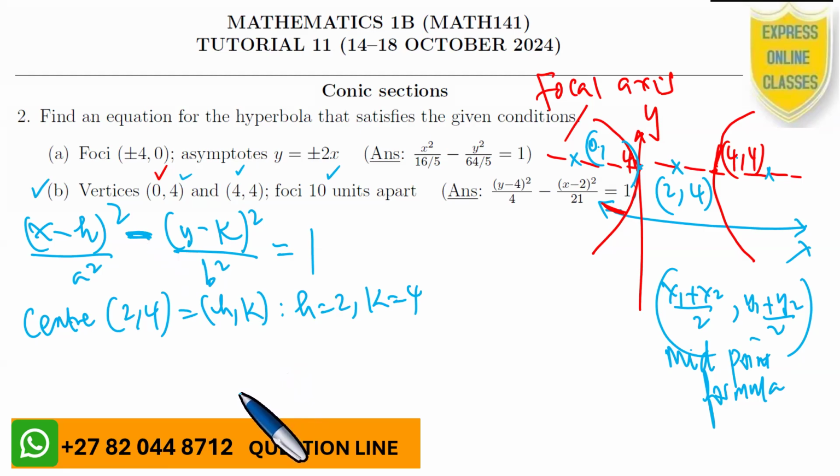So we continue. Okay, we found the center, we found the h and the k. But what do we want? We need to find the equation. So we're going to put the h and the k there, but now we need the b and the a.